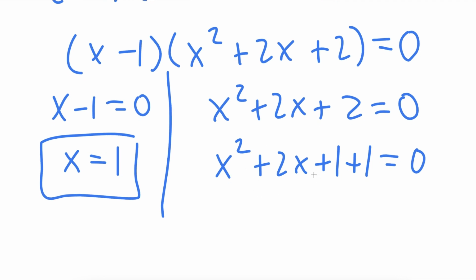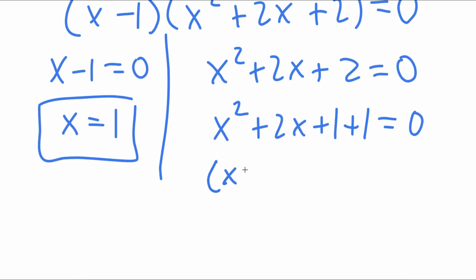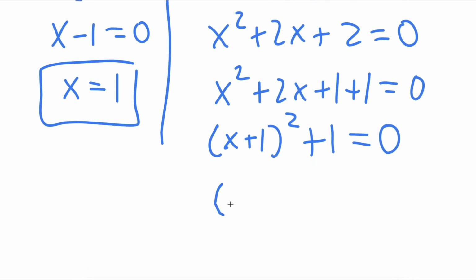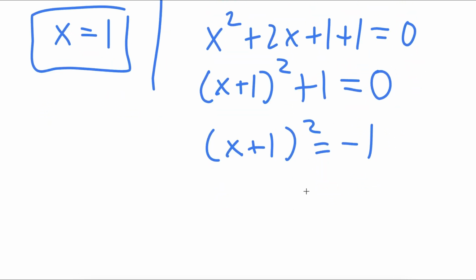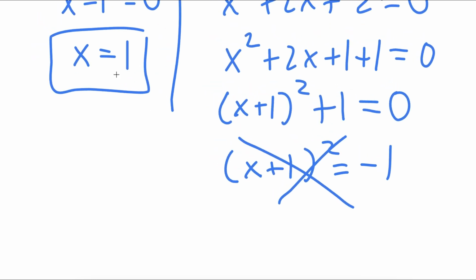So now x squared plus 2x plus 1, that's the same thing as x plus 1 squared. So I have x plus 1 squared plus 1 is equal to 0, meaning x plus 1 squared is equal to negative 1. And you can't take the power of a positive number and make it equal to a negative number, meaning this is wrong. So my only solution for x is 1.